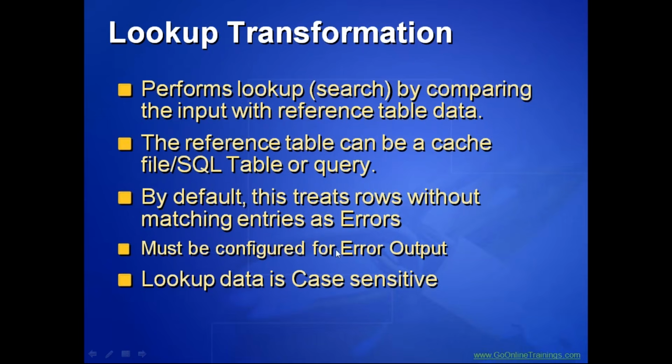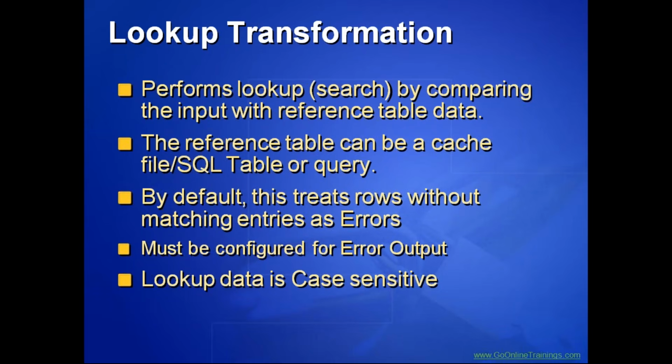It must be configured for error output. By default, if you don't have the matching entries, it will give you an error. If you don't need that kind of behavior, then you can say ignore failure. That is the second option. The third option is that you can take all these error rows, the unmatched rows, and redirect them to no match output. That is also one more thing you can have. So you can configure it just like that.